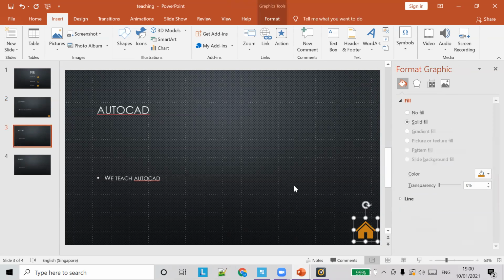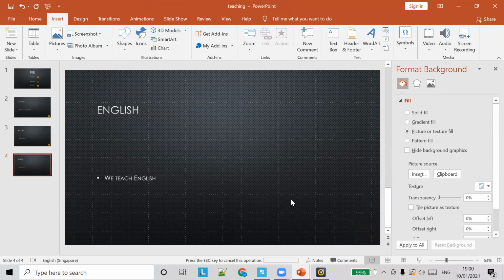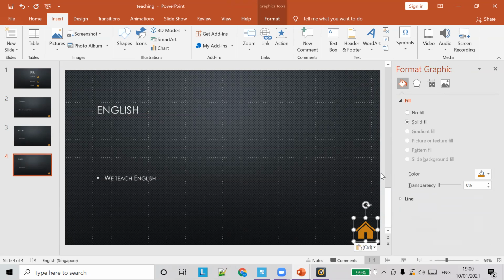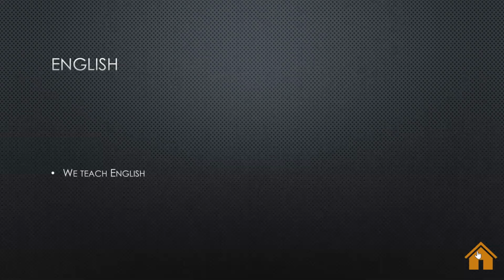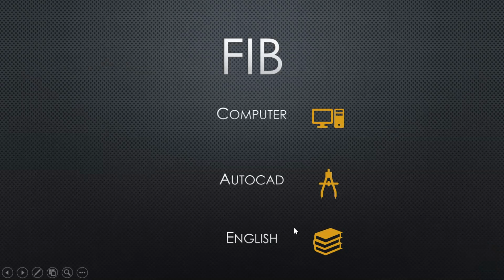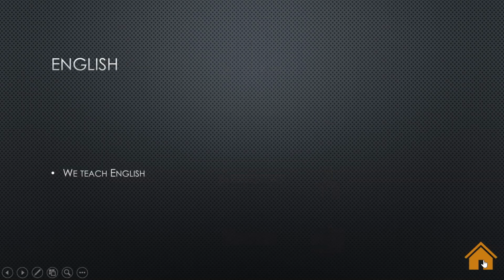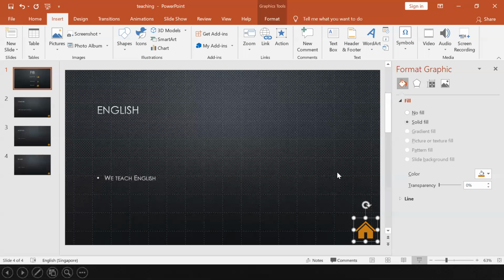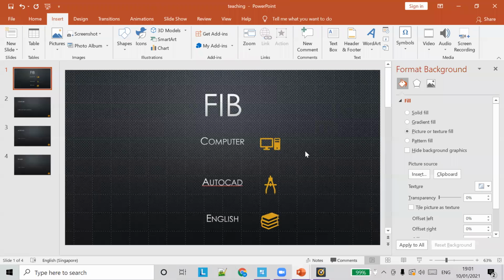Okay, so Control V. Control V. So Control C and Control V is for copying. Okay, Control S, and now we'll see how it works. So click on home screen, it goes to home screen. So click on AutoCAD, we see AutoCAD screen. Then click on home screen, it goes to the FIB home screen. So English, and again we can move to the home screen.